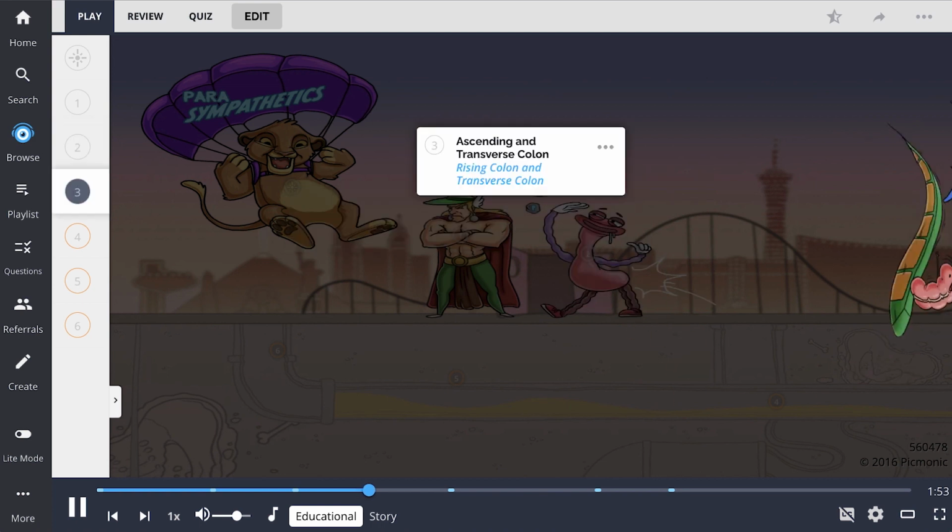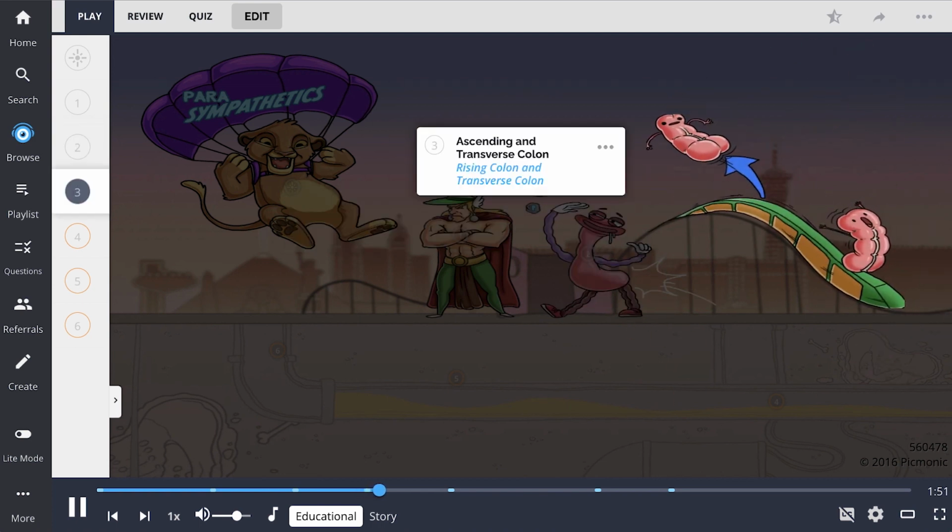The last structure with parasympathetic input from the vagus nerve is the ascending colon and transverse colon, depicted as the rising colon and transverse colon roller coaster. Input to this organ causes increased contractions, motility, secretions, and relaxation of sphincters.